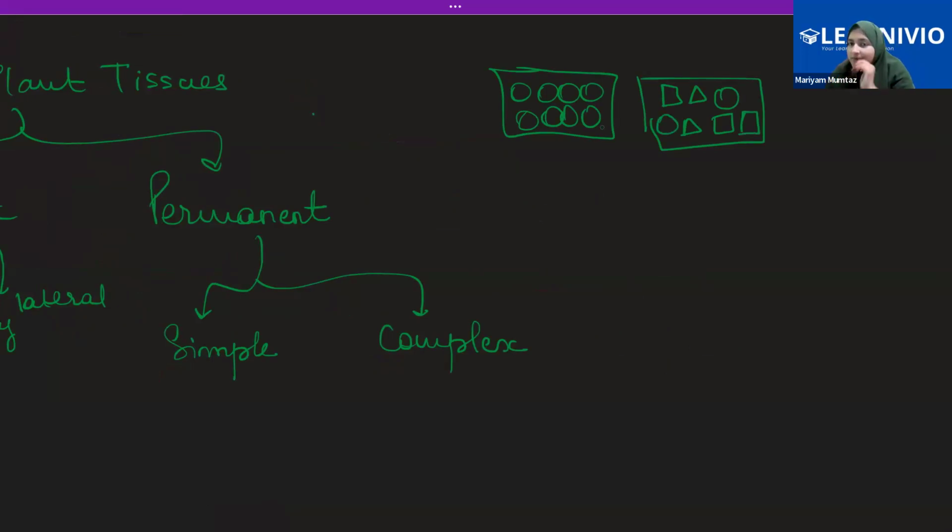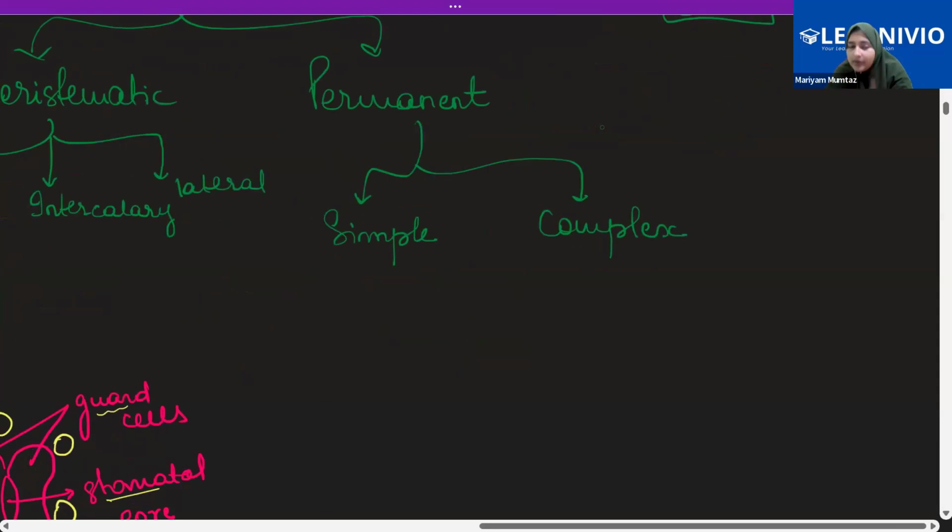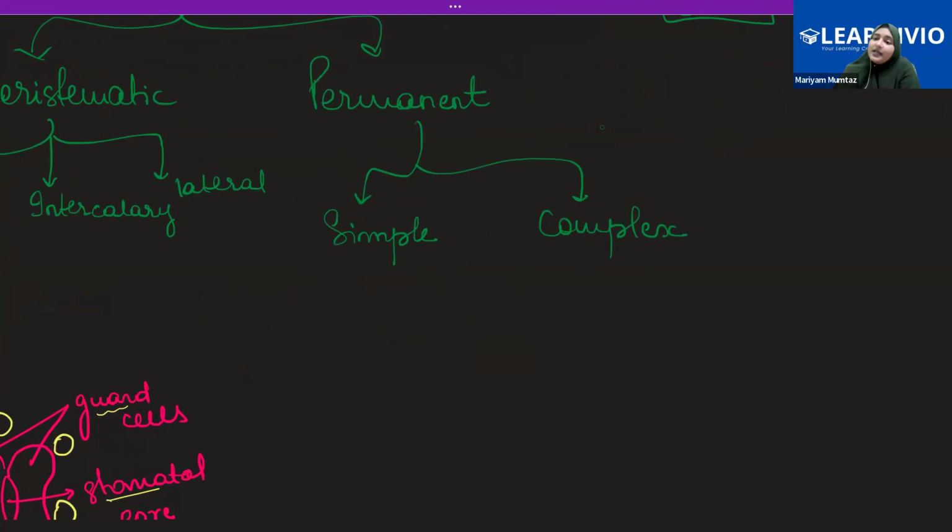So take the situation of box number 1 and box number 2. You see how box number 1 is made up of the same type of shapes, circle, circle, circle all around. In the second, you have different shapes present. So this is the basic difference between simple permanent and complex permanent. Simple permanent is made up of one type of cells, whereas complex permanent is made up of different types of cells. So simple permanent is of three types: parenchyma, which is the living tissue of the plant. Then there's collenchyma, which is again living tissue with a little bit of hardening.